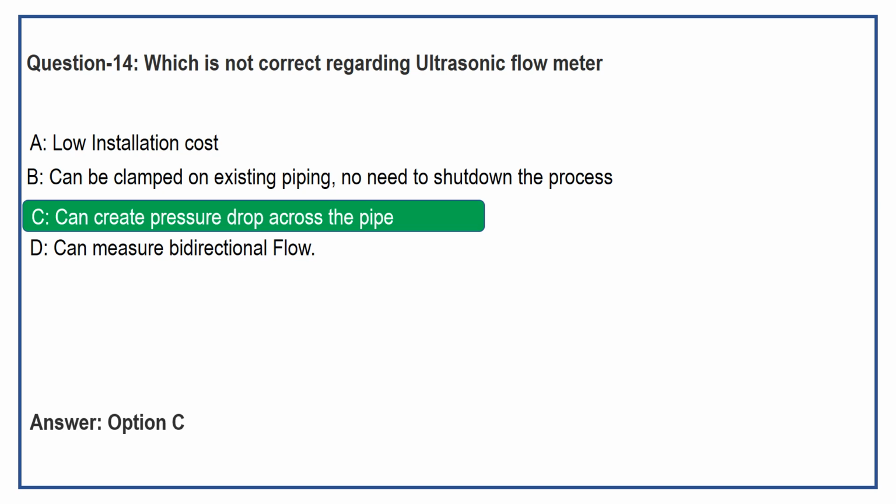Yes friends, option C is not correct because ultrasonic flow meter does not create any pressure drop in the pipe. Rest of all options are also okay. The installation cost of ultrasonic flow meter is low. It can be clamped on the existing piping and no need to shut down the process. This option is also correct. And it can also measure the bidirectional flow. So the correct answer is option C. It creates the pressure drop across the pipe. It is a wrong statement.